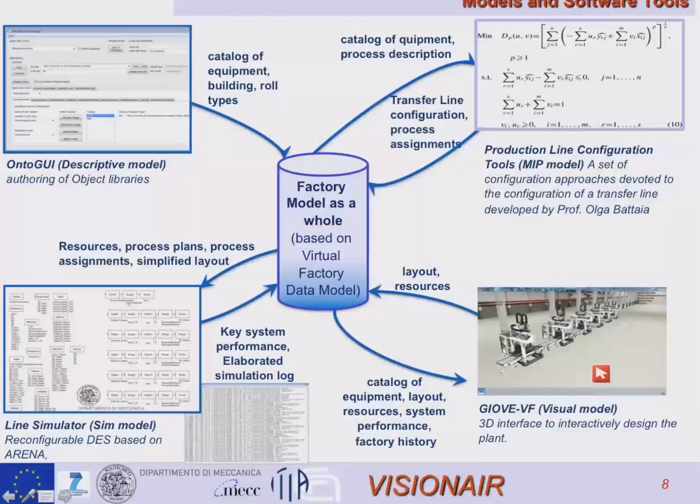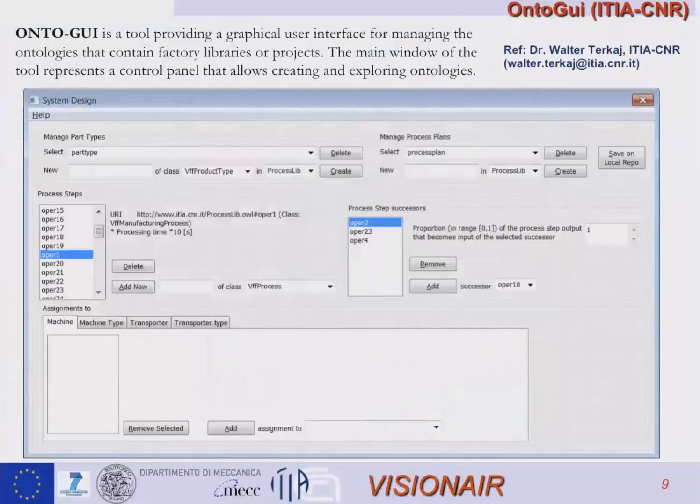And then we can visualize everything in Java Virtual Factory in order to provide the designer an idea about how big the transfer line will be and what are the interactions between the transfer line and the other factors within the line. So here I'm showing you some screenshots of the different tools. So this is the Honto guy, where you can see we have a specific part type with a set of operations that need to be executed, and we have the definition of the precedence relations between the different operations.